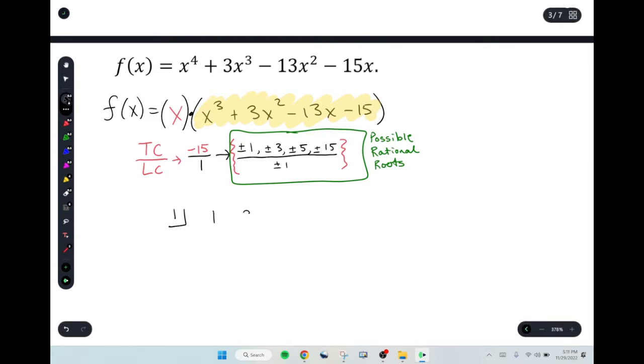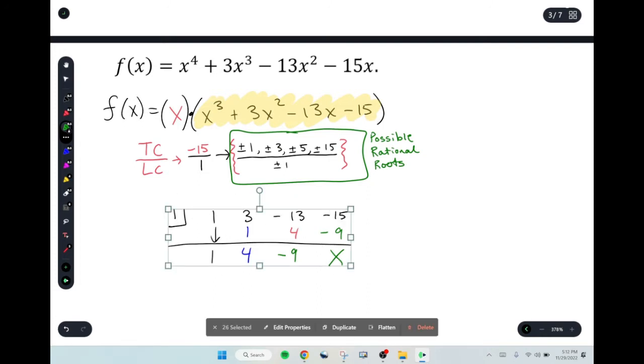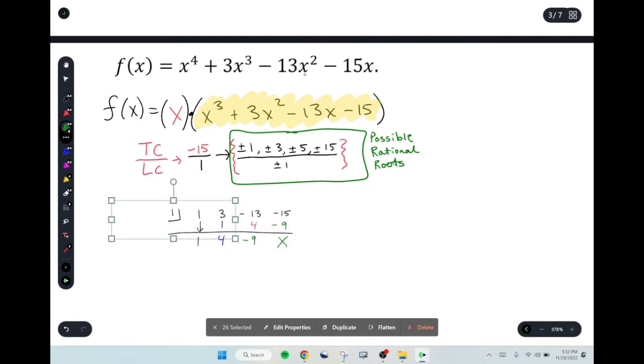1, 3, -13, -15. Drop down the 1. Move it over. 1 times 1 is 1. 3 plus 1 is 4. 4 times 1 is 4. 4 plus -13 is -9. -9 times 1 is... not going to work. I don't even ever do that last one. I just put an X there.